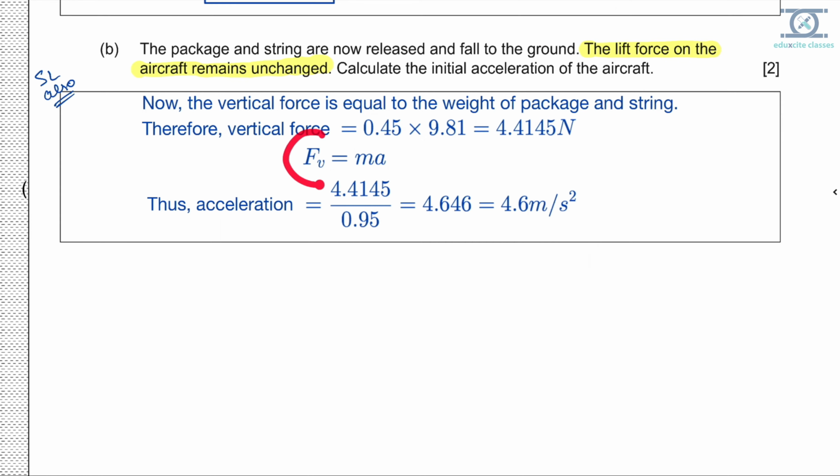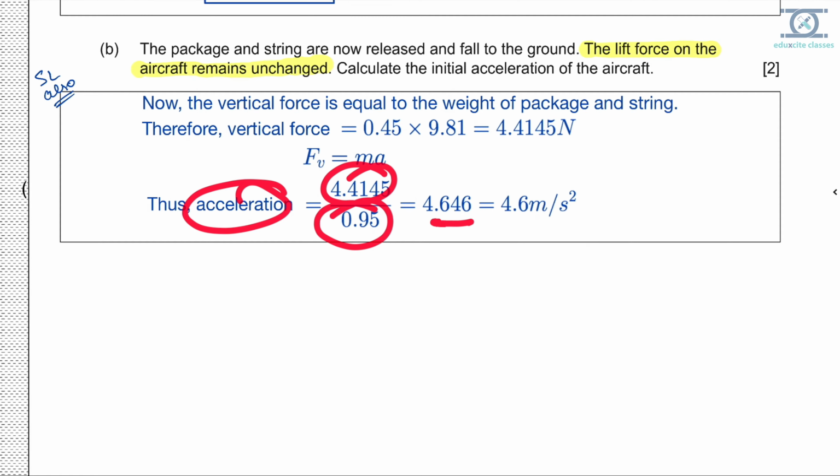So we know that the vertical force will be equal to mass into acceleration. So acceleration will be force upon mass. Using this we get the answer 4.6 meter per second square. So 1 mark for calculating the vertical forces and 1 mark for equating to find out the acceleration.